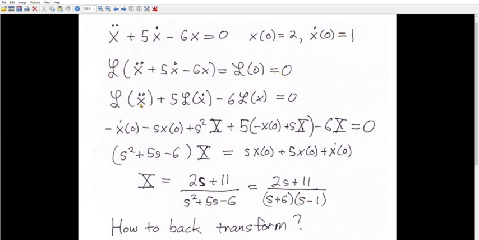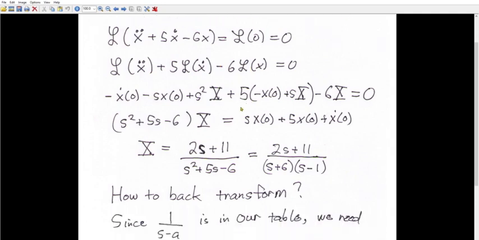So by linearity, that's the Laplace transform of x double dot plus 5 times the Laplace transform of x dot minus 6 times the Laplace transform of x. Now, using our formula for second derivatives, that's going to give us minus x dot of 0 minus s x of 0 plus s squared cap x for the Laplace transform of x double dot, plus 5 times the Laplace transform of x dot, in our formula for the derivative gives us a minus x of 0 plus s cap x. And here we just get minus 6 cap x equals 0.